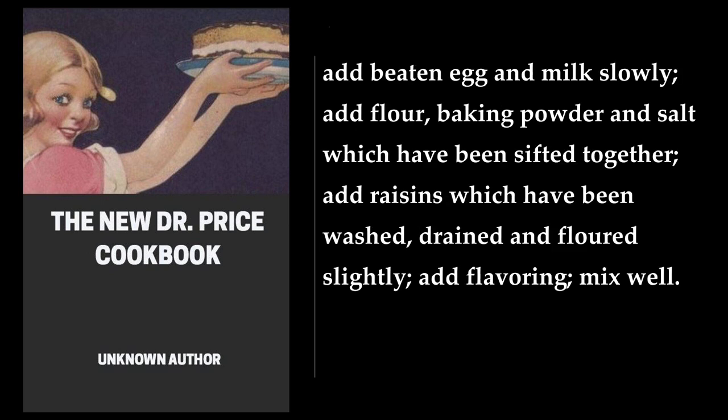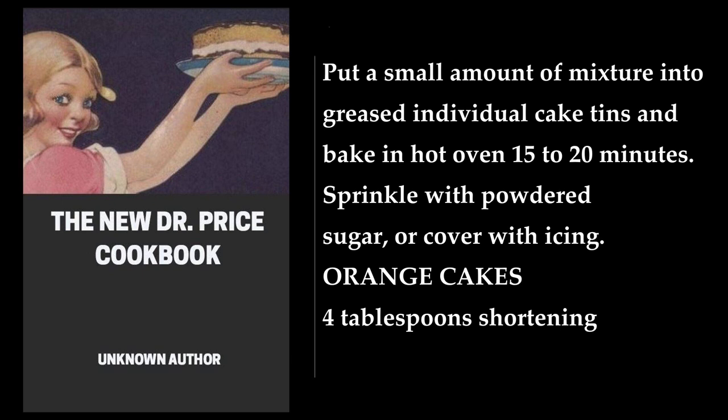Add beaten egg and milk slowly, add flour, baking powder and salt which have been sifted together, add raisins which have been washed, drained and floured slightly, add flavoring, mix well. Put a small amount of mixture into greased individual cake tins and bake in hot oven 15 to 20 minutes. Sprinkle with powdered sugar, or cover with icing.